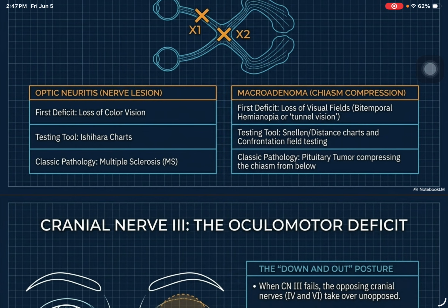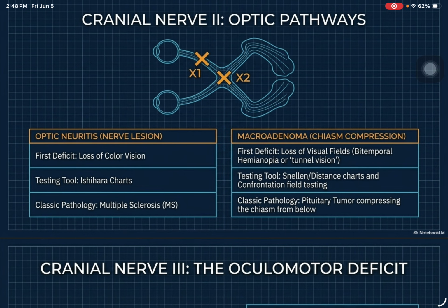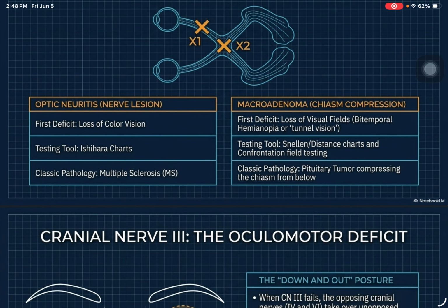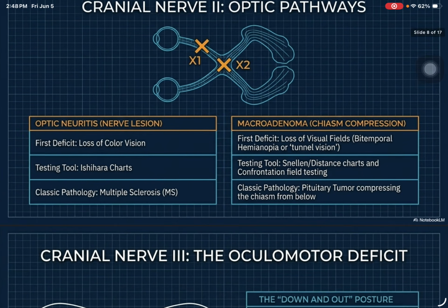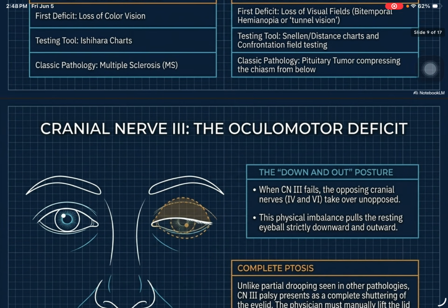If there is compression below the optic chiasma, that is the macroadenoma, it loses the superior part, and if there is a craniopharyngioma from above to downward, there is inferior vision loss. We can test this by the Snellen or distance chart or confrontation field testing. A pituitary tumor compresses the optic chiasma from below.